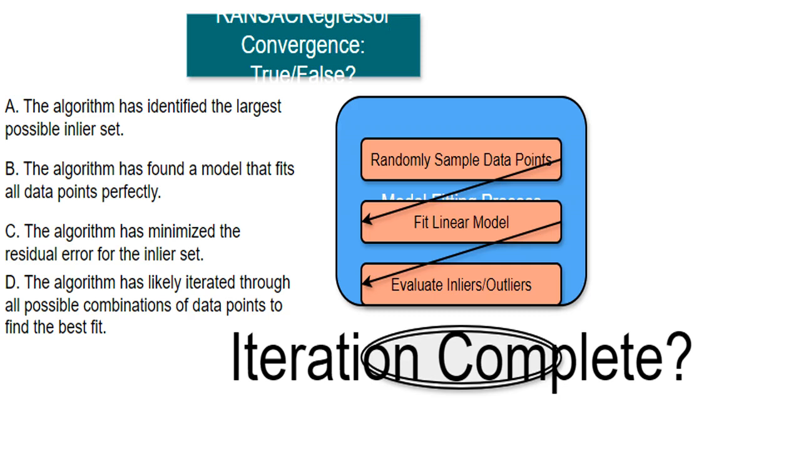After a defined number of iterations, or when a certain criterion is met, e.g., a sufficient number of inliers are found, the algorithm stops, and the best model found is returned.